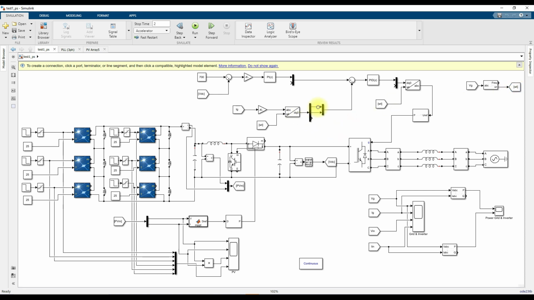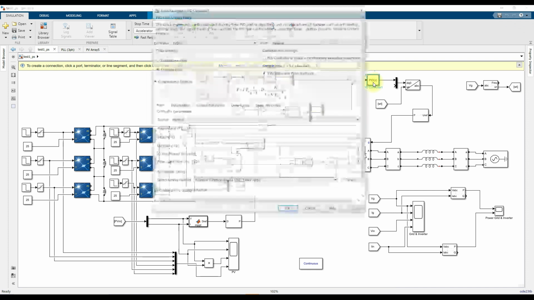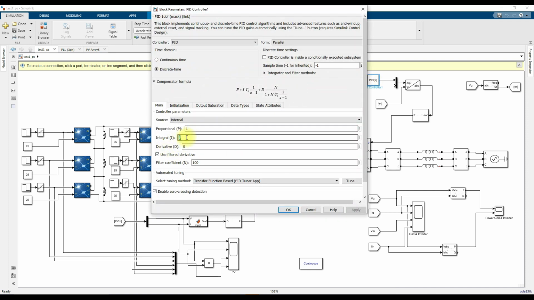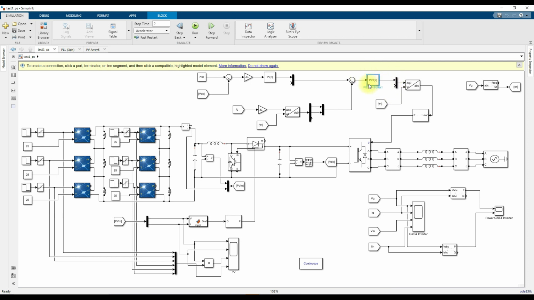Then you use only ID and IQ. After converting IG from ABC to DQ0, you take only the DQ values, and they are compared with the reference DQ. Again it is processed via a PI controller, which generates the control signal. Here in this PI controller I am taking only the default value of KP, KI equal to 1. I didn't change anything here. I kept it as it is, 1.